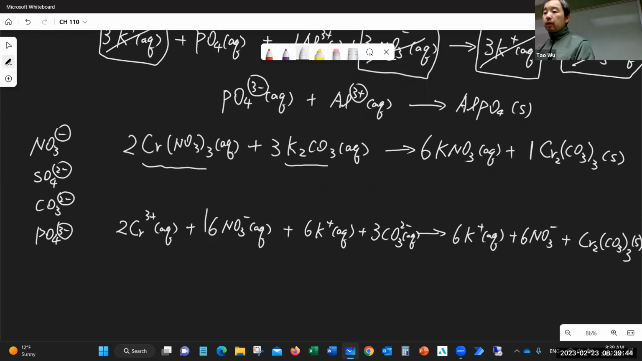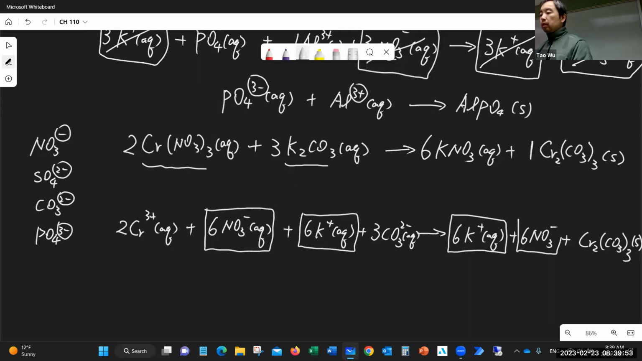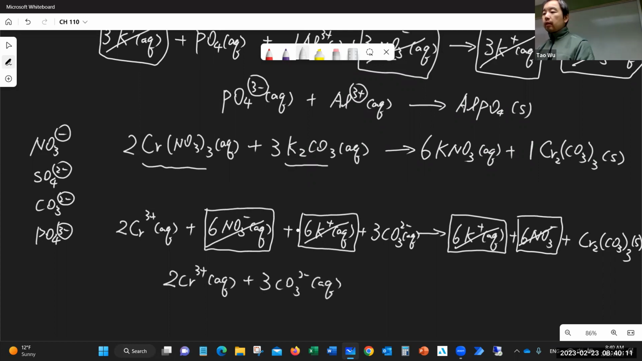If you're talking about the spectator ions, the 6 potassium and 6 nitrate, those are the spectator ions, so you can cancel those. And the leftover is just 2 chromium ions plus 3 carbonate ions. And then they are going to form chromium carbonate.